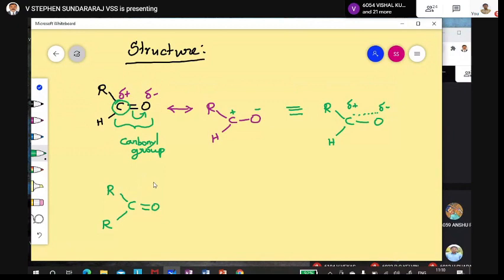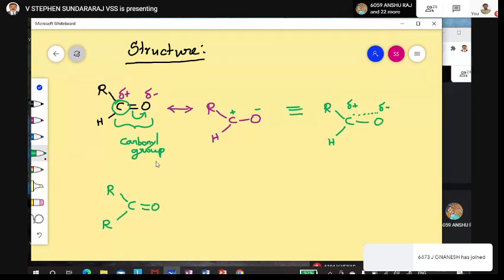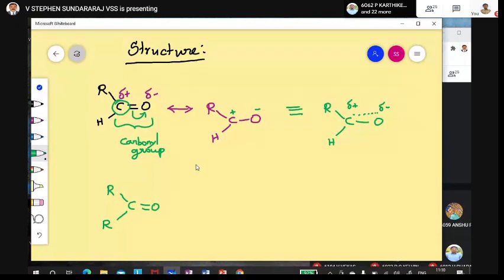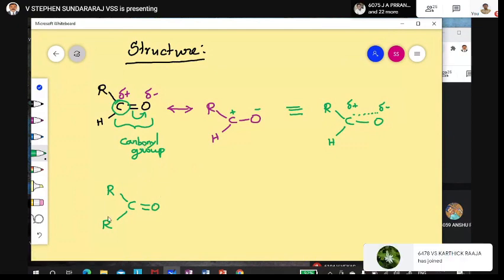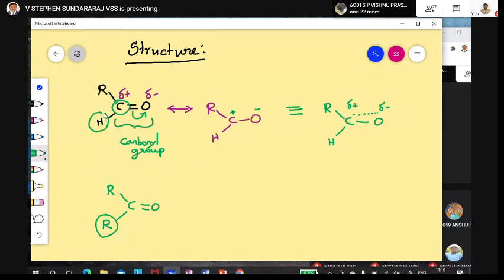And you may have a question, sir, carboxylic acid also has carbon double bond oxygen, but carboxylic acid is not considered a carbonyl compound. There is a special reason; we'll discuss it when we start the chemical properties of carboxylic acid. Here in both aldehydes and ketones there is an alkyl group, but in aldehyde there is a hydrogen. That is the difference between these two, and it will definitely affect the chemical properties.